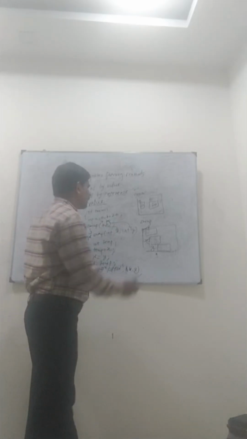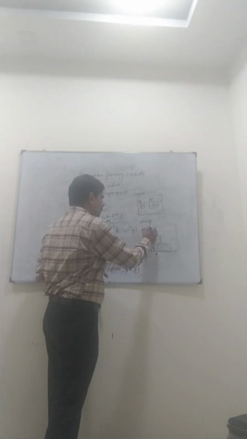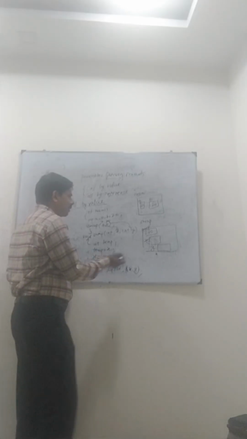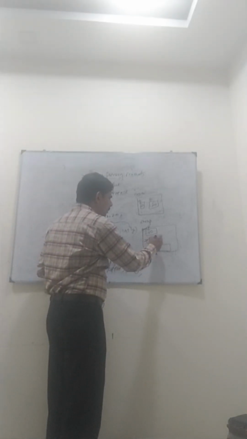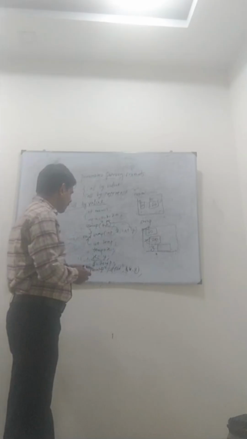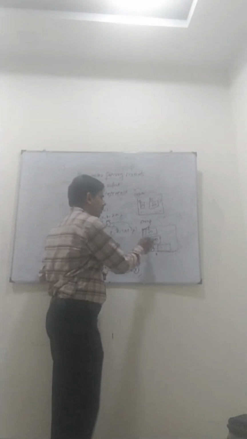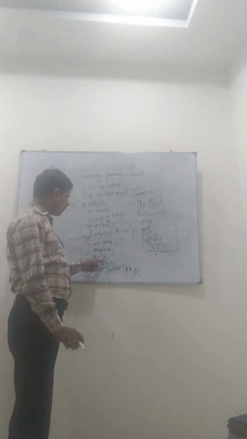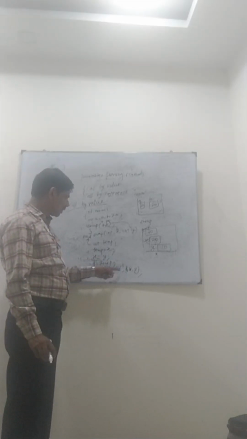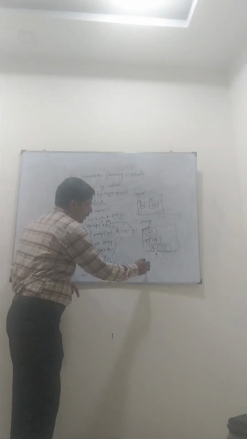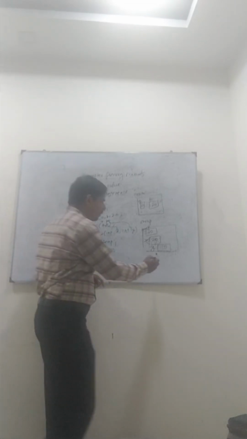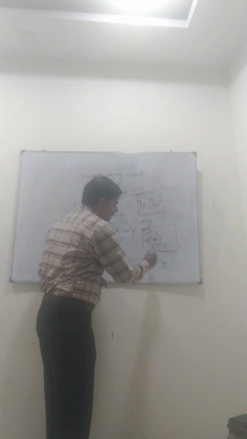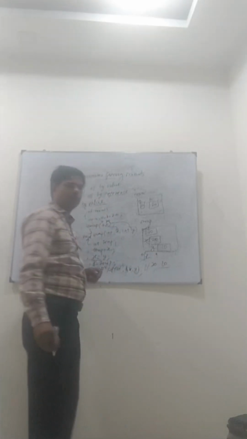Now temp equal to x. What is the x value? 10. 10 is stored in the variable temp. Next x equal to y. Now x value becomes 20. Then y equal to temp. Now temp value is 10. After swapping, now print the x value and y value. Now x value is 20 and y value becomes 10. Now this is the output.